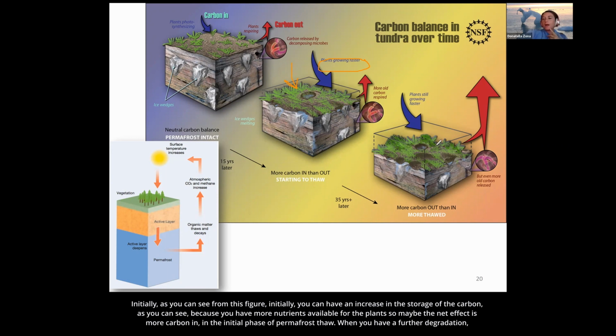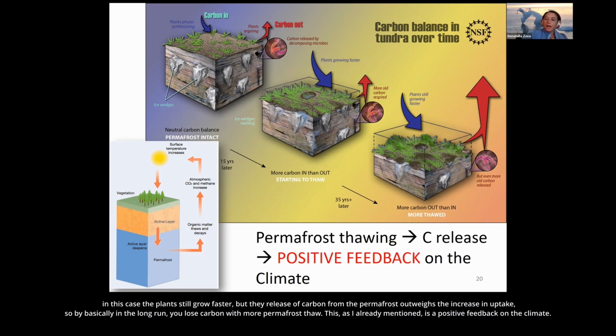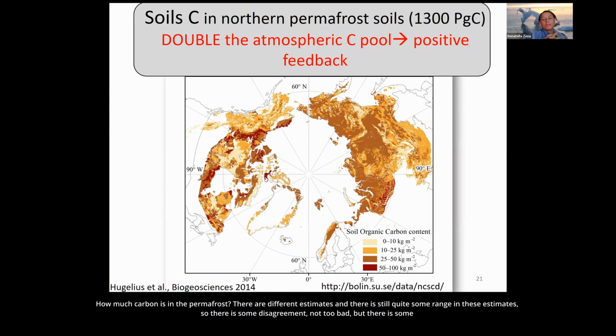But when you have further degradation, the plants still grow faster, but the release from the carbon decomposition in the permafrost outweighs this increase in uptake. So basically, in the long run, you lose carbon with more permafrost thaw. And this is, as I already mentioned, a positive feedback on the climate. So how much carbon is in the permafrost?